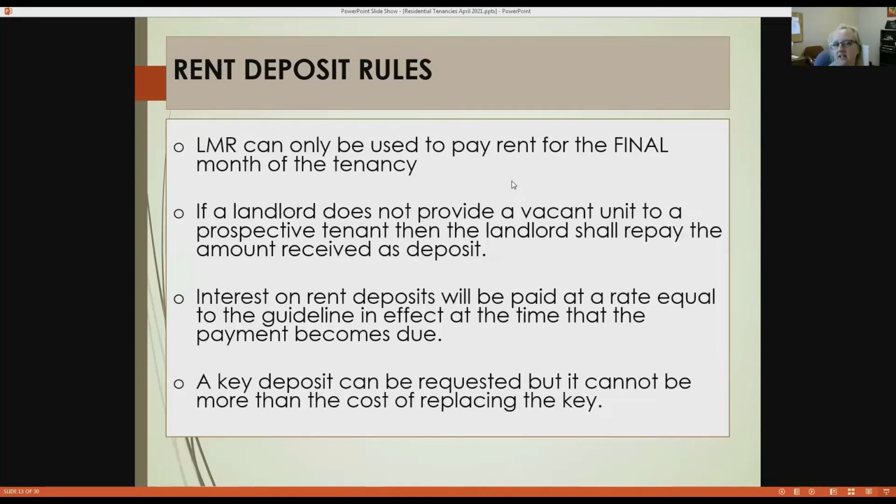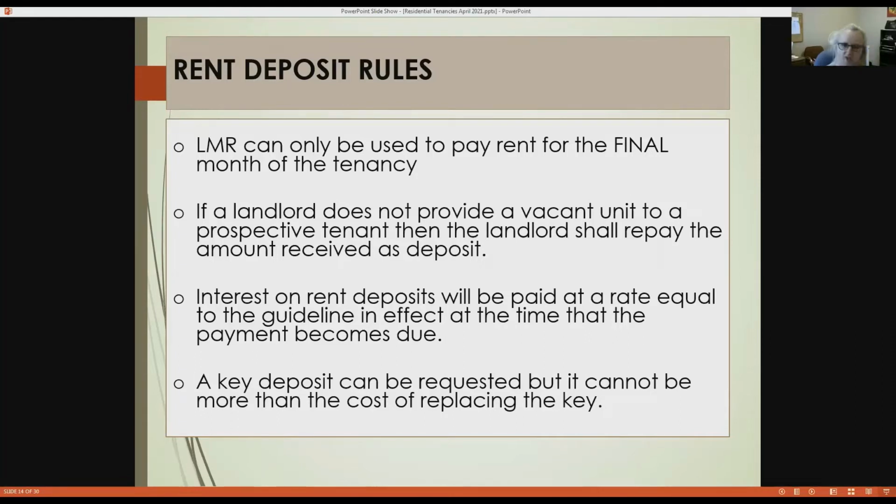Rent deposit rules continued. The last month's rent cannot be applied to anything other than the last month's rent of when you live there. Often we've seen landlords try to apply it to arrears or outstanding expenses, and that is not permitted. As I've tried to emphasize quite a bit, tenants and landlords can reach an alternative agreement.